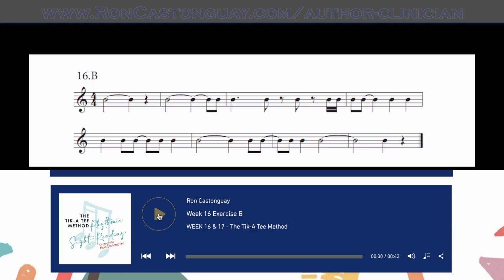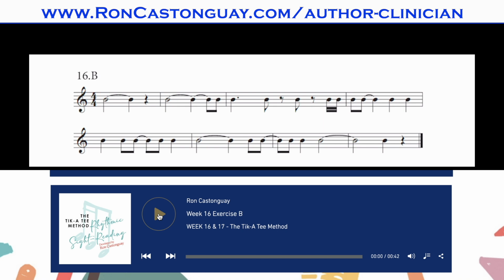And here we are, back at my website where you can find all the MP3s. We are going to press play on exercise 16B. You first need to decide which of the 3 options you're going to choose: just listening, vocalizing along with the MP3, or playing your instrument along with the MP3. Get ready, get set, here we go.